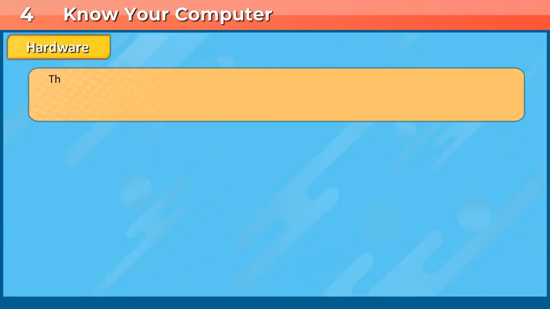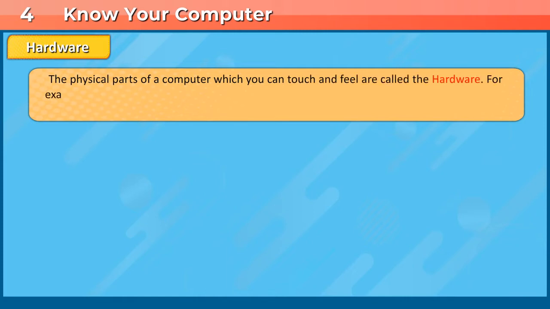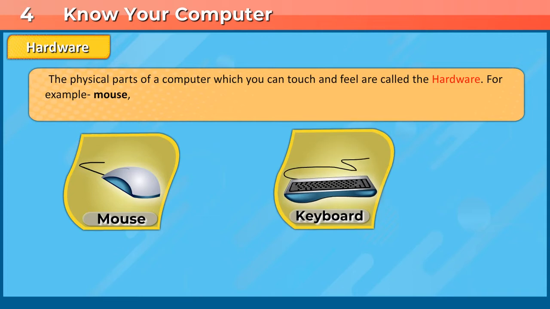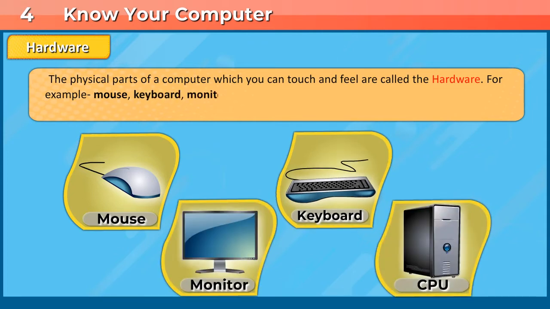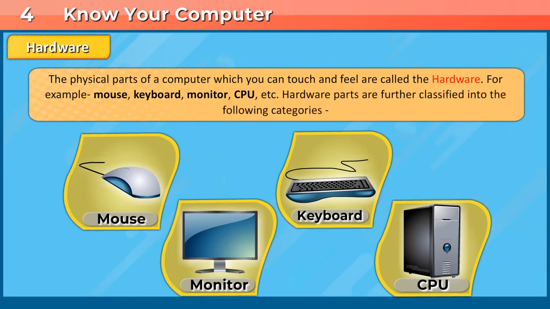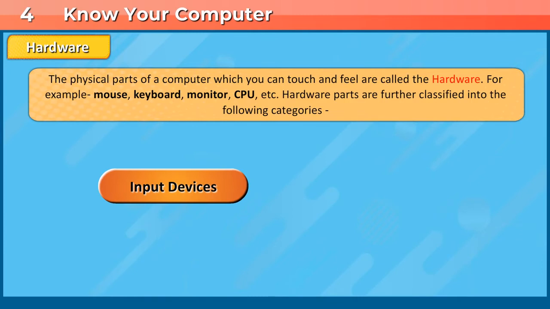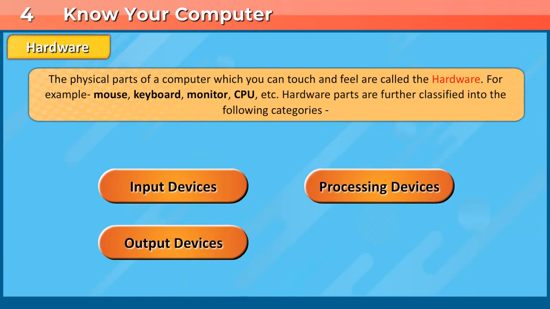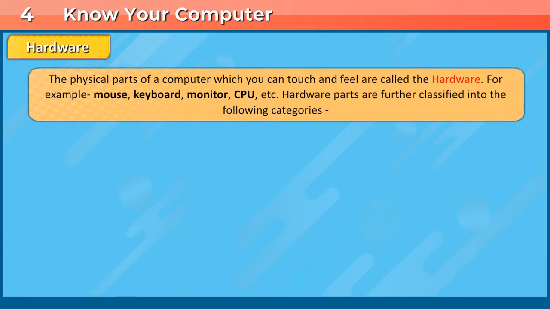Hardware. The physical parts of a computer which you can touch and feel are called the hardware. For example, mouse, keyboard, monitor, CPU, etc. Hardware parts are further classified into the following categories: input devices, processing devices, output devices, storage devices.